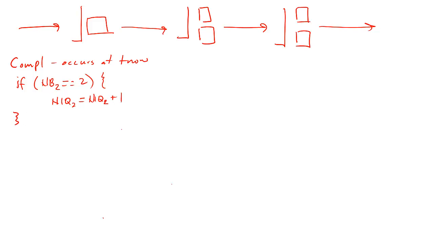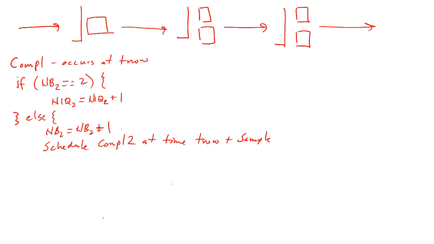Otherwise, if the number busy 2 is not equal to 2, then at least one of the servers is idle. So we will increase the number busy. NB2 will increment by 1. Oops, that's a plus sign, plus 1. So if the value was 0, it will be 1, and if it was 1, it'll now be 2. And then we'll schedule the completion event on the exam. So schedule completion, this time completion 2, at time t now plus sample, where we will sample from the distribution of exam times.